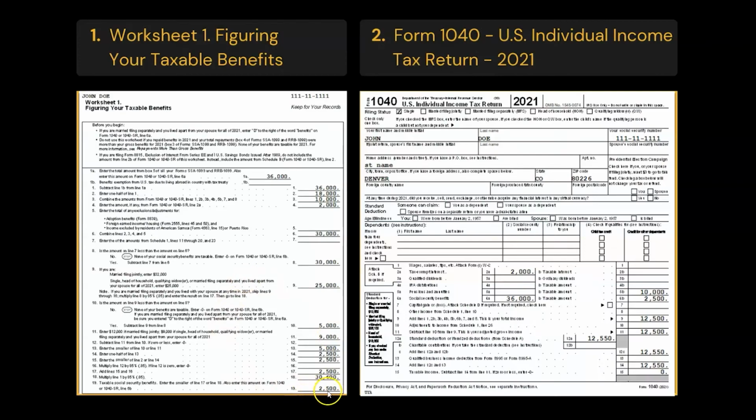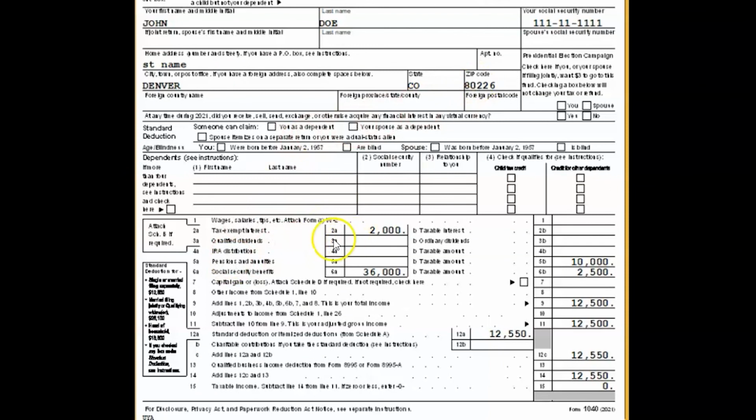Once we have the taxable portion, we're going to go to how it goes on the 1040 form. If you look at the 1040 here, you have tax-exempt interest of 2,000. It's here on line 2A, but it's not transferred over to 2B because tax-exempt interest is not taxable at the federal level. And then you also have pensions, which is things like IRA and 401k, that are taxable, and he received $10,000, so you can see it here. You have the Social Security benefit showing on 6A as $36,000, but only $2,500 is taxable.